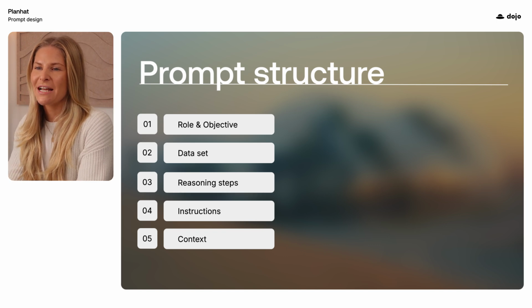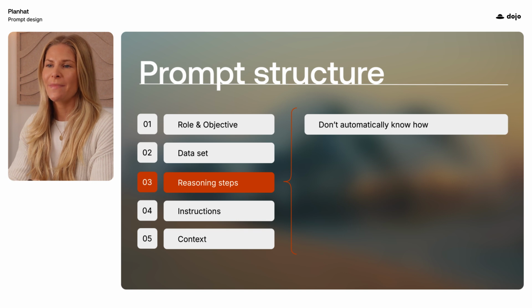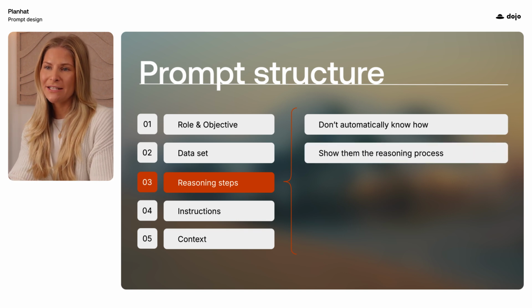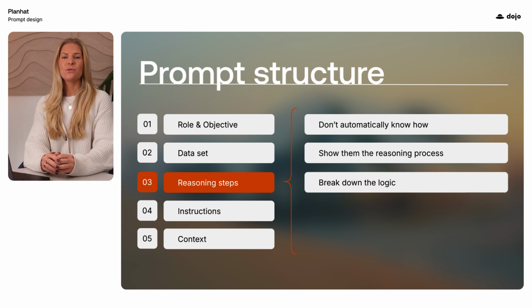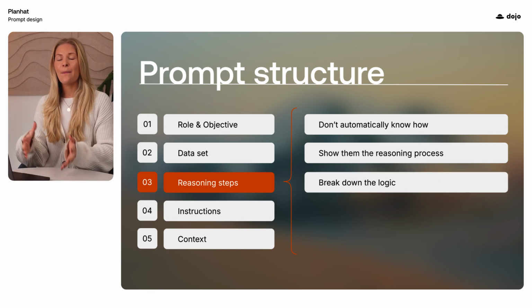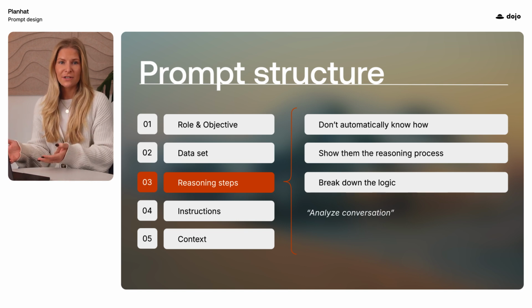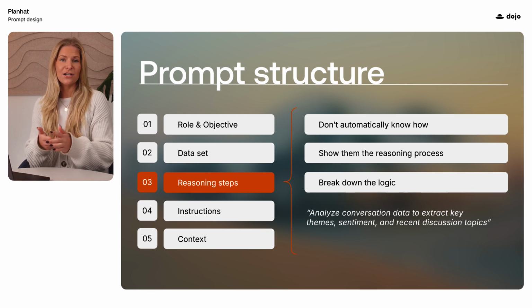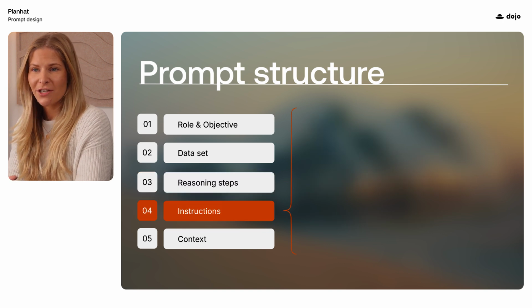All right, now it's time to give the AI reasoning steps. LLMs don't automatically know how to think through a problem. You have to show them the reasoning process you want them to follow. The best way to do this is to break down the logic into clear step-by-step instructions. So instead of saying, analyze this conversation, you could say, analyze conversation data to extract key themes, sentiment, and recent discussion topics.